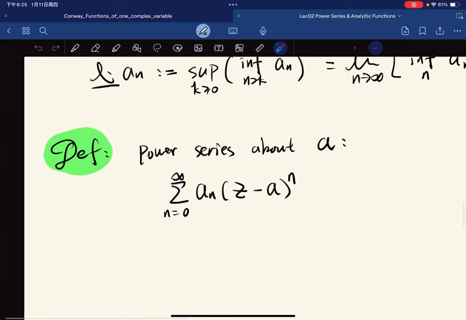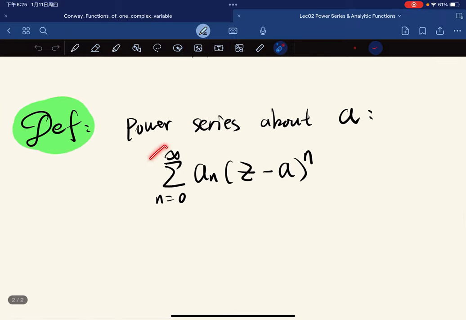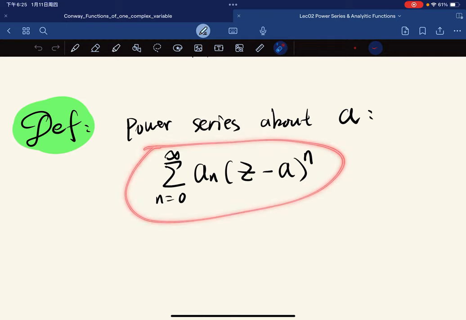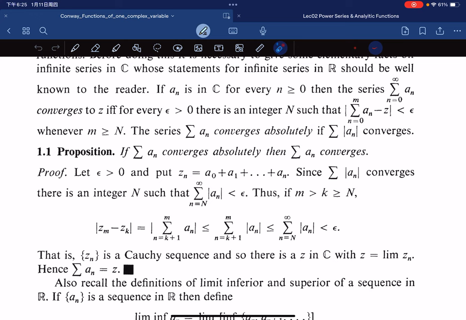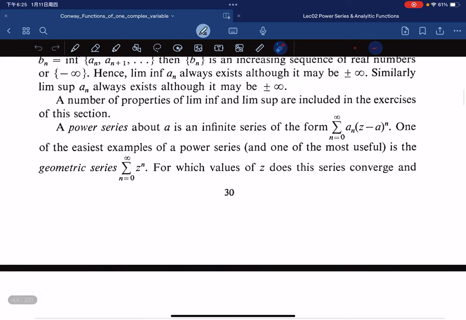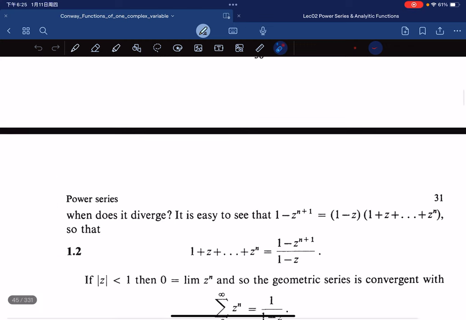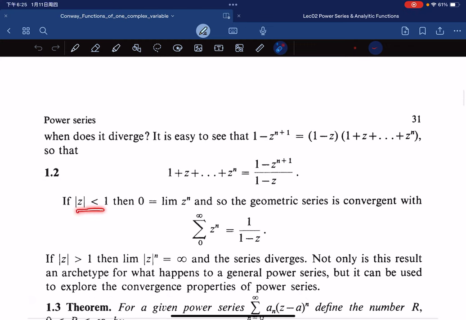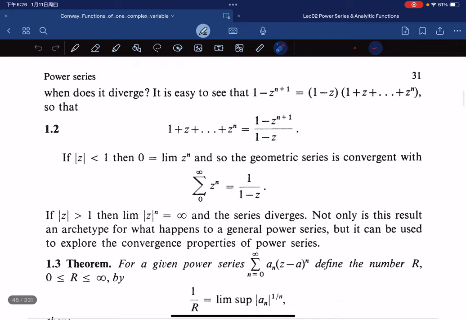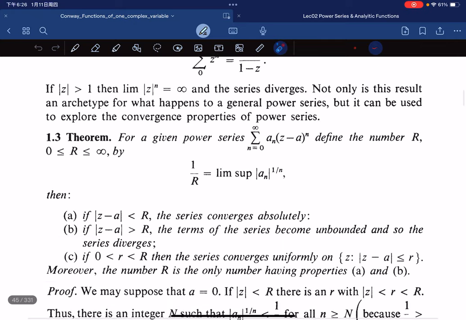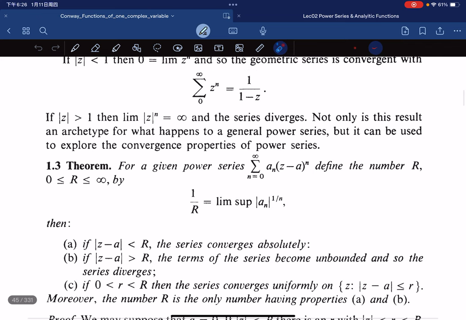And we define the power series about a to be something like this, sum of a_n times (z minus a) to the n. So this is the power series, seen as a limit of partial sums. The useful one is the geometric series, and I think you're supposed to know that if you have this, then it converges to this one. Otherwise, it diverges, okay? And here comes Theorem 1.3. We should start proving stuff. Theorem 1.3 says that for a given power series, we define a number R by this.